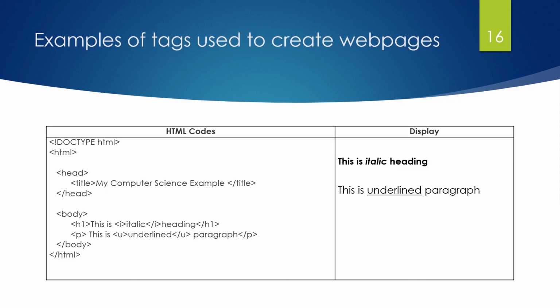This is the italic heading. As you can see, the word italic is in italics. As highlighted in the HTML code, because it is between the italic tags, the word has become italic. And for the underlined paragraph, the underlined word is underlined in the body. As you can see highlighted, the underlined word has been put inside the underlined tag. That's why it is underlined.